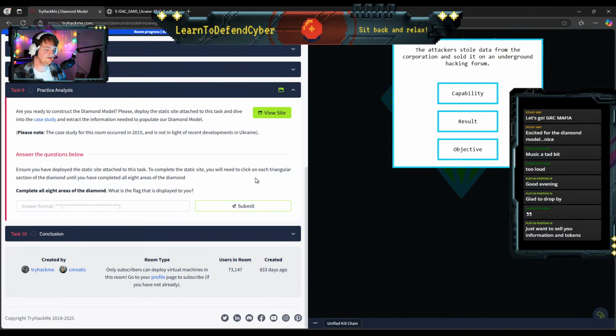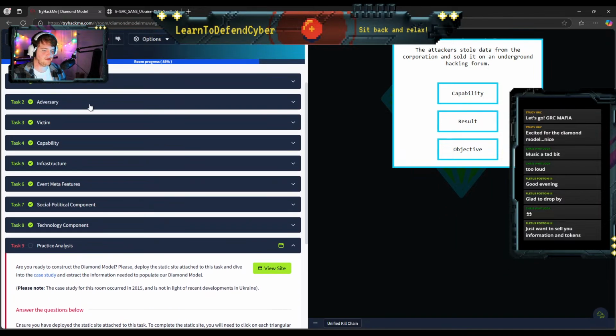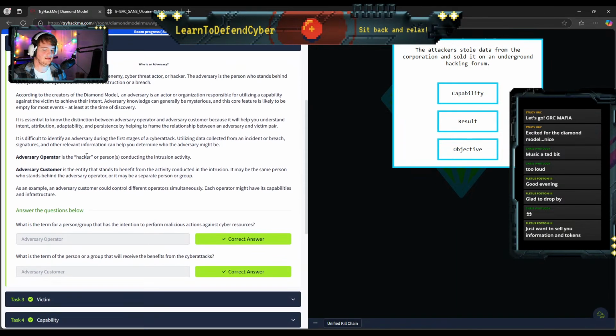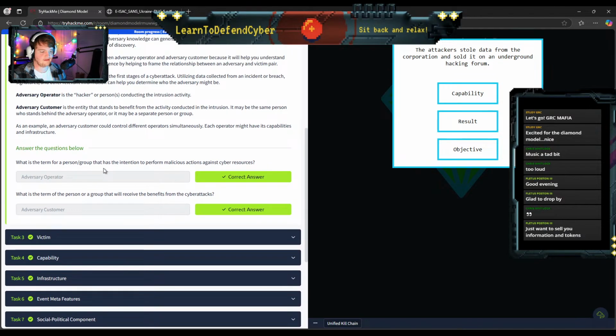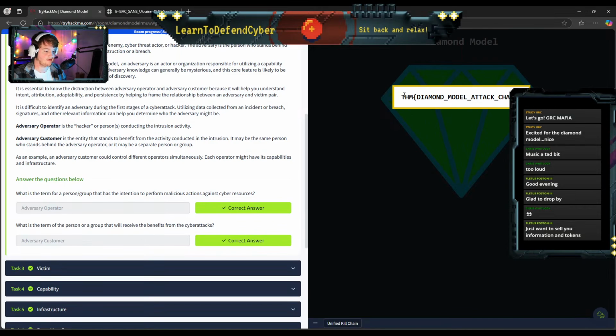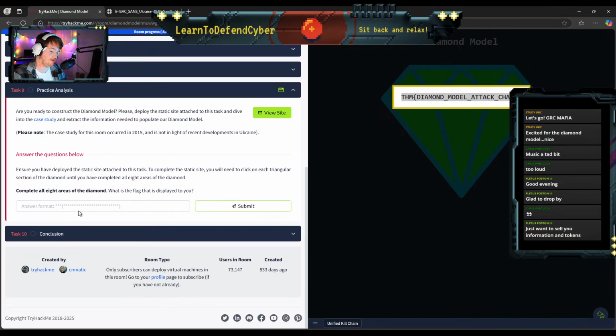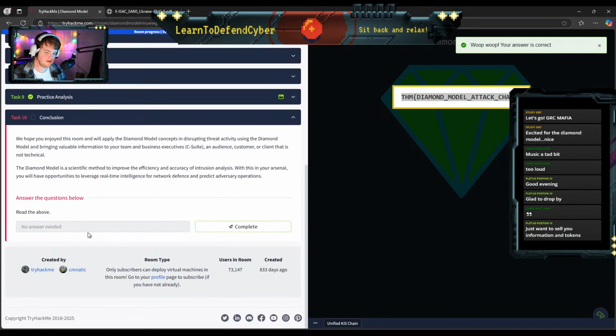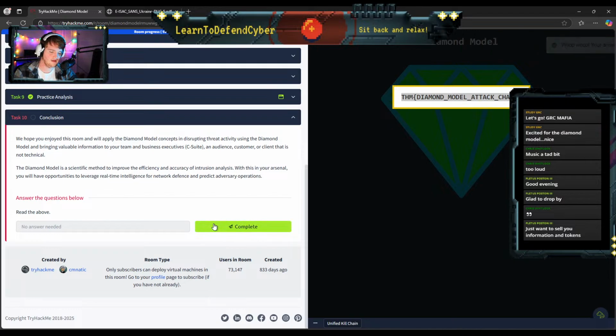The attackers stole data from the corporation and sold it on an underground hacking forum, right? We had that one earlier in the adversarial phase where we talked about operators and customers. I would say that this is probably a part of their result. Yes, it is, because that's what happened. They gained access and they sold. That's the result. They succeeded. And then we get their flag right there, THM, Diamond Model Attack Chain. Throw it in there, hit submit, go to our conclusion, and we can talk about the Diamond Model as we get our victory badge.